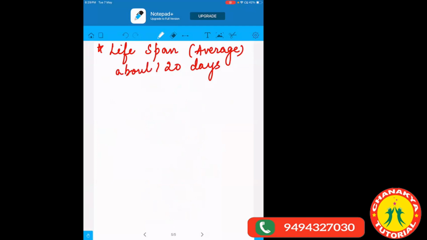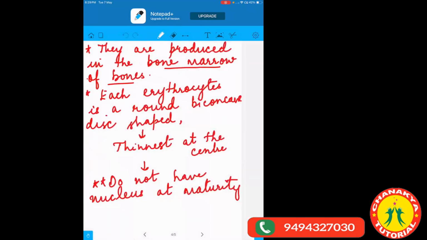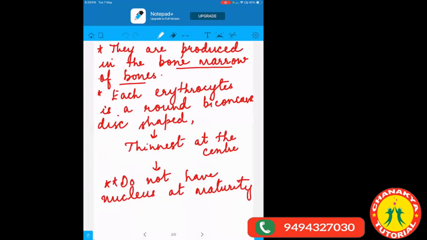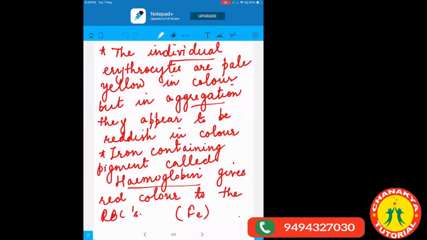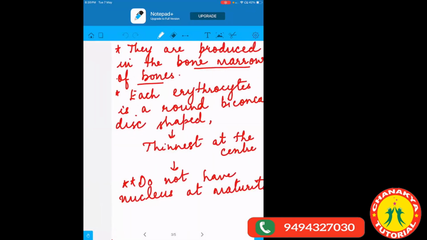It's about 120 days. So this is about the RBC. Ma'am, can you show me the aggregation page? Yeah, from the starting I'll be showing to all. Just let me explain this again.